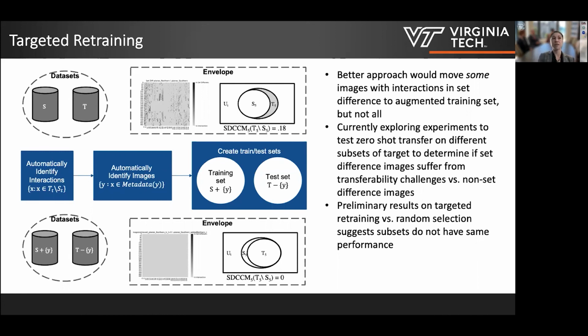One note I have is that a better approach might be to move some of the images with interactions in the set difference to the augmented training set, but not all. Currently, we're moving all of the images.